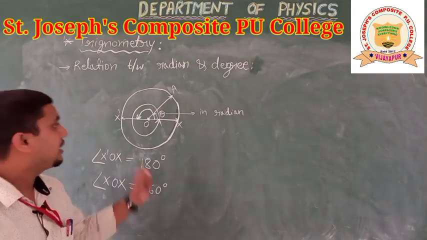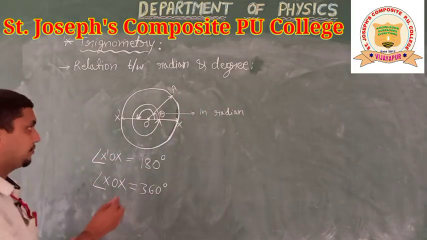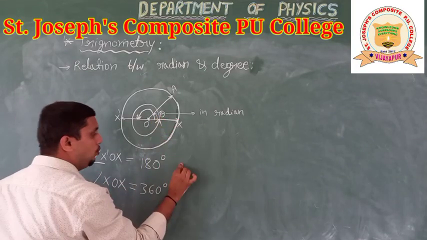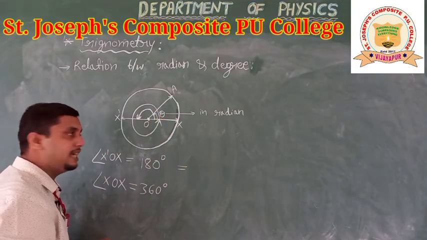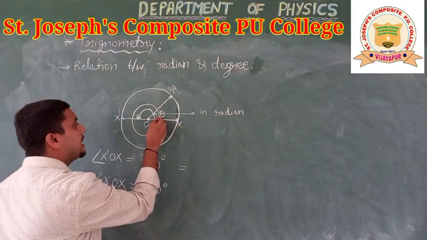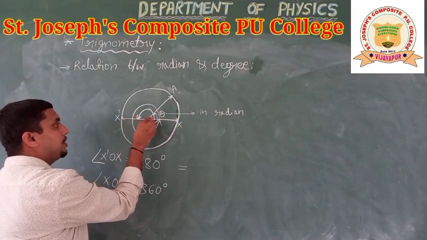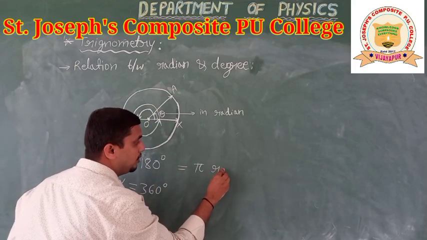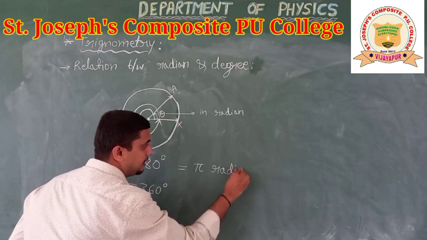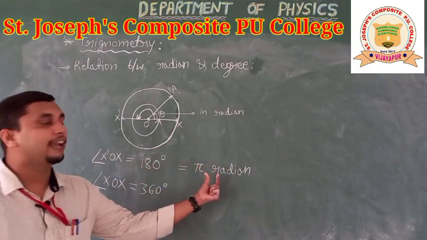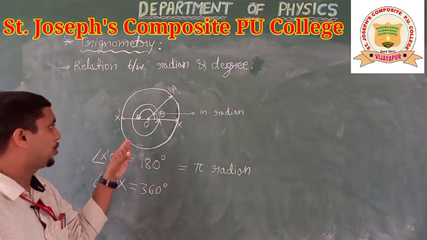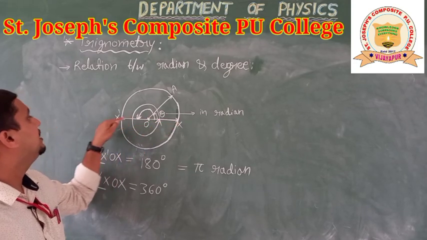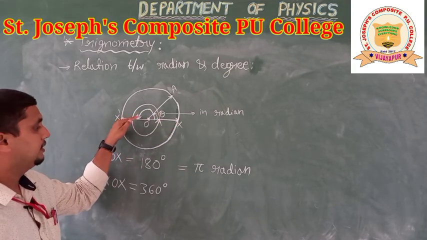In the same way, in terms of radian, this 180 degree, taken from OX to OX dash, I will write as pi radian. 180 degree I can write as pi radian in a circular motion. So the angle between OX and OX dash is pi radian.